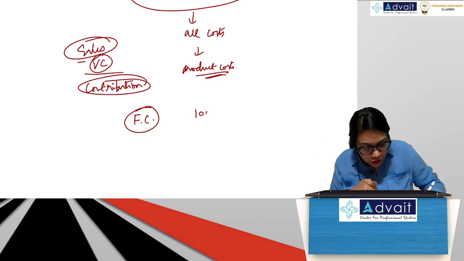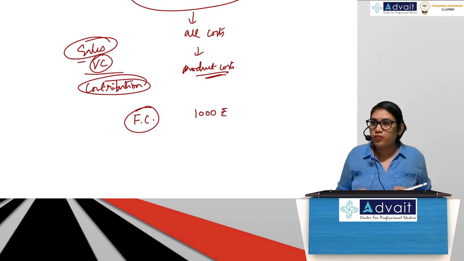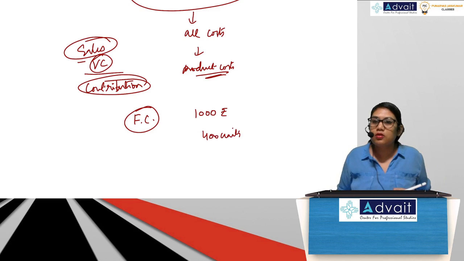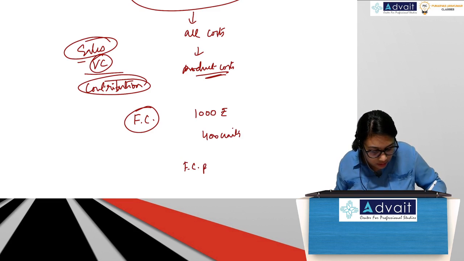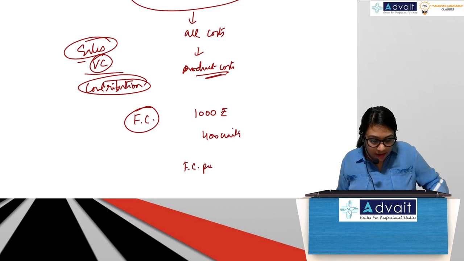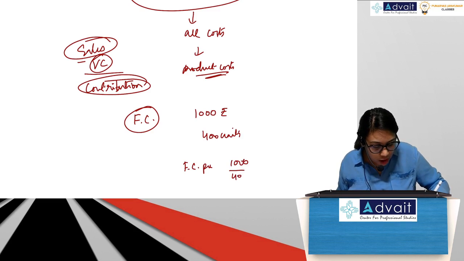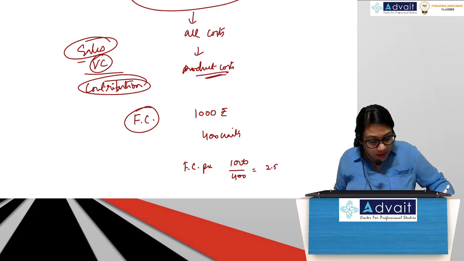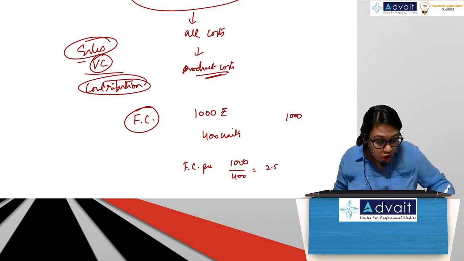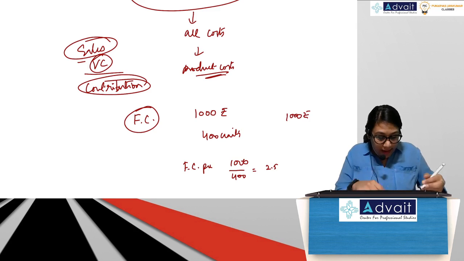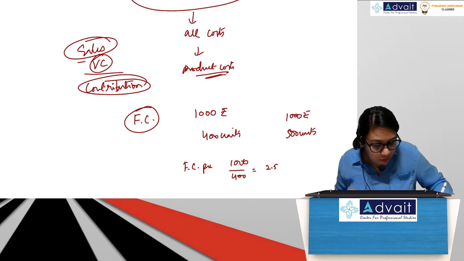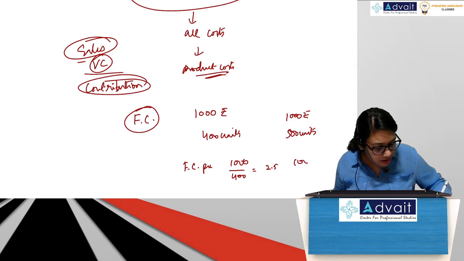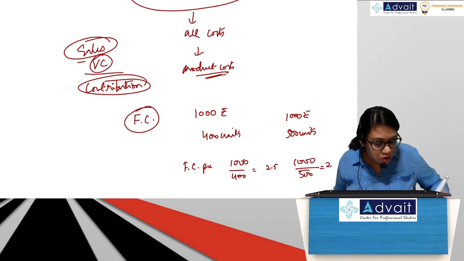So say my fixed cost is 1000 rupees, and say I am manufacturing 400 units. So what is my fixed cost per unit? 1000 divided by 400. So how much do you get? 2.5. Correct. Now in this period my fixed cost is still 1000 rupees, but my number of units are not 400. My number of units are 500. Now tell me what is fixed cost per unit? 1000 divided by 500. So 2 rupees.